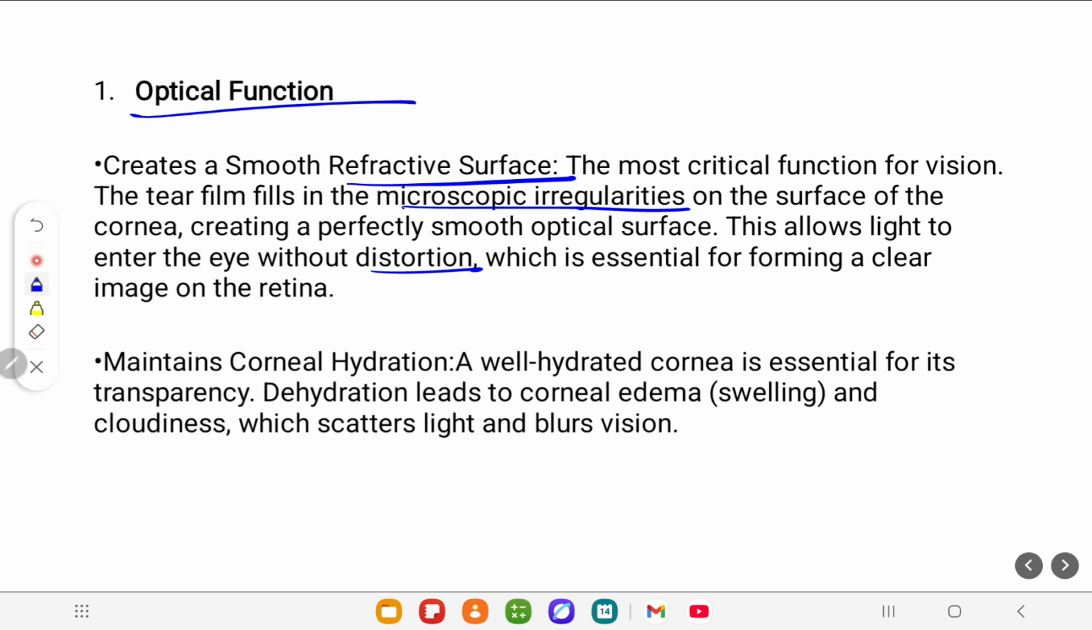Okay, so maintaining corneal hydration. A well-hydrated cornea is essential for transparency. Dehydration leads to corneal edema and swelling, cloudiness, scattering of light, and blurring. So basically, for maintaining corneal hydration, it's very important to have a good tear film.